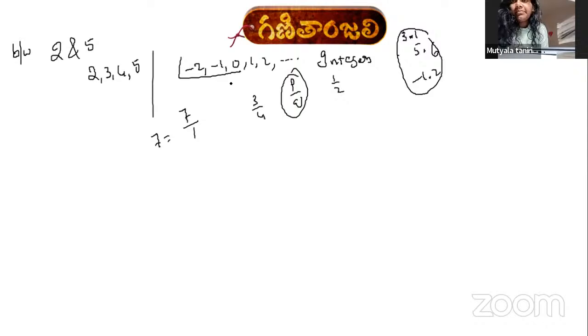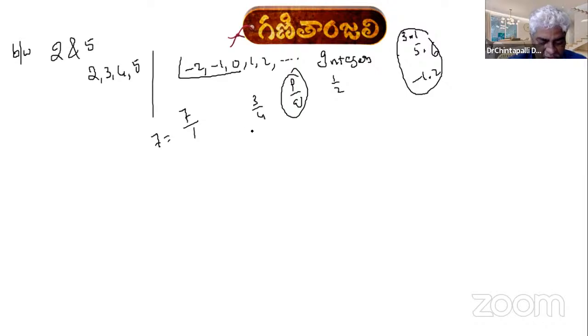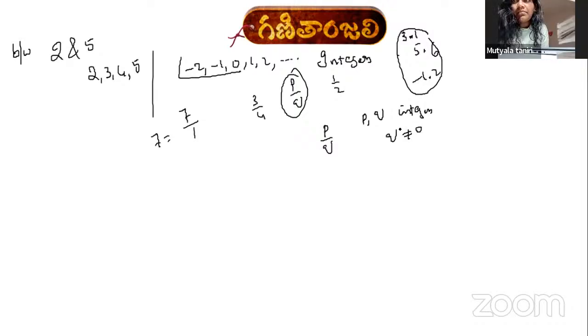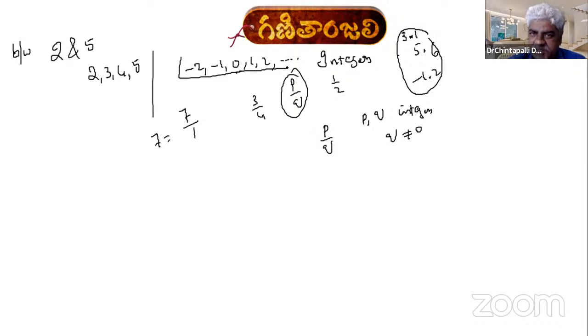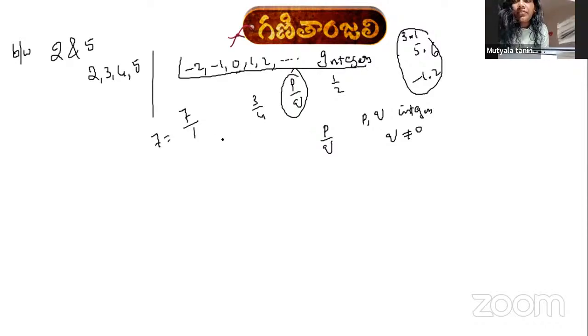The definition of rational number is a number which can be expressed in the form of p by q, where p and q are integers and q not equal to 0. Do you remember the fact that the denominator should not be 0? So every integer is a rational number, right?